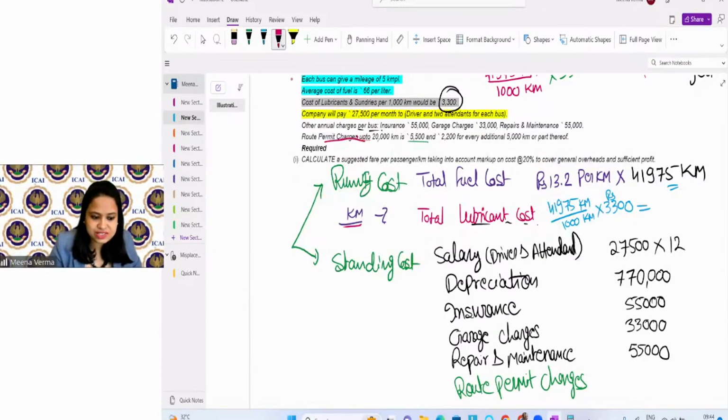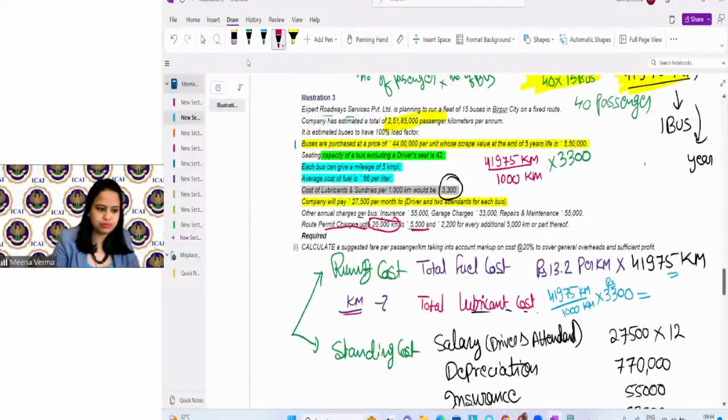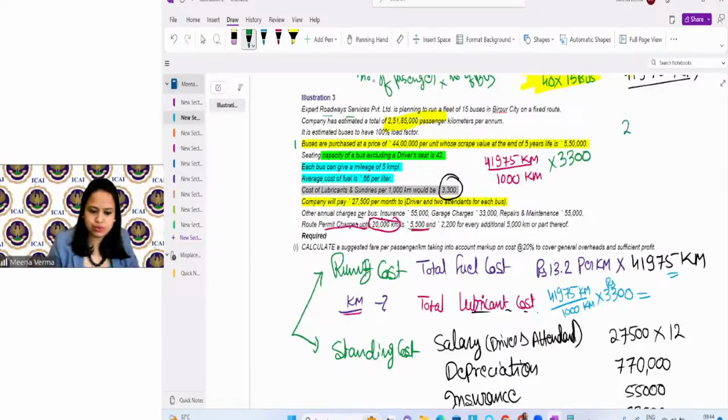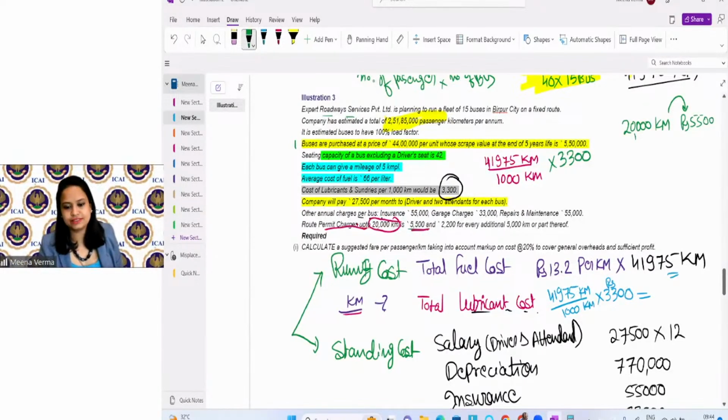So route permit charges up to 20,000 kilometer is 5,500. So see here, up to 20,000 kilometer, the route permit charges is Rupees 5,500. And you know total kilometer is 41975. Now what is mentioned here? 2,200 for every additional 5,000 kilometer.